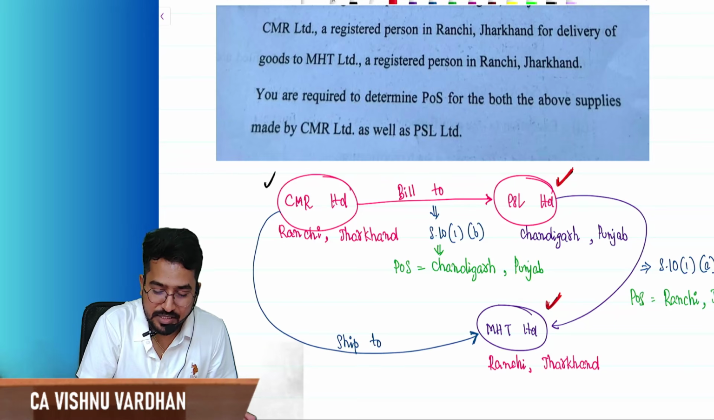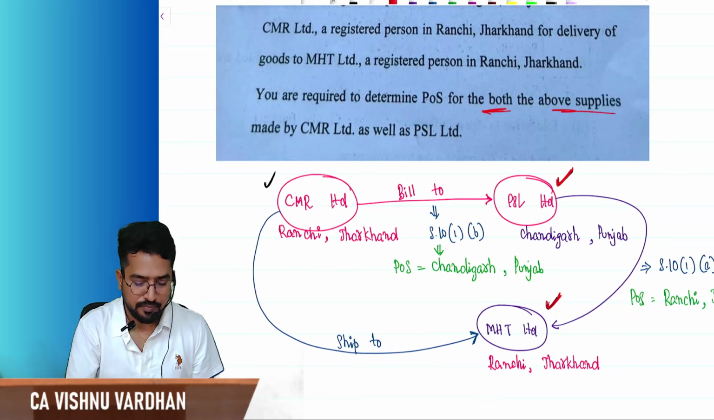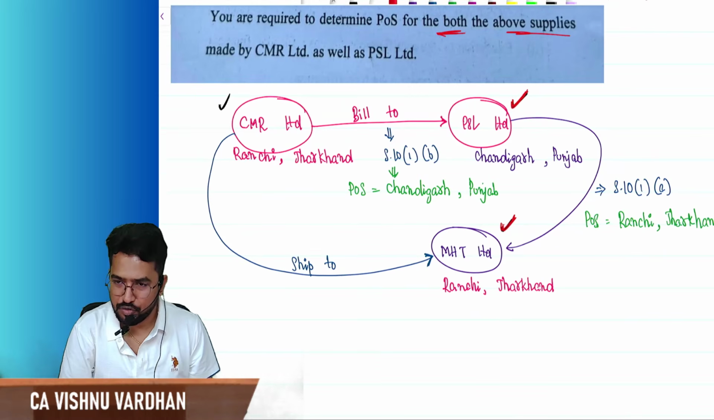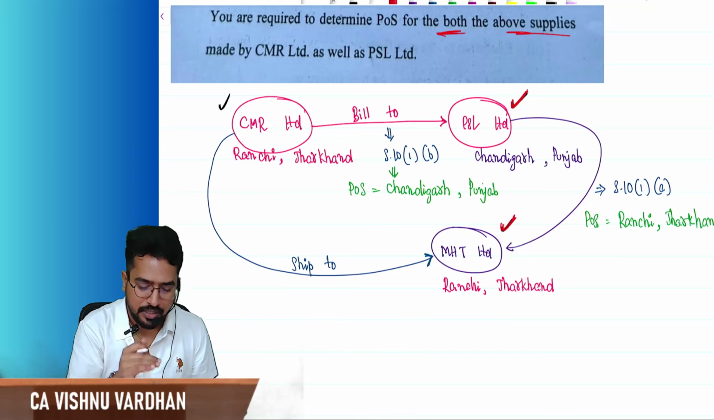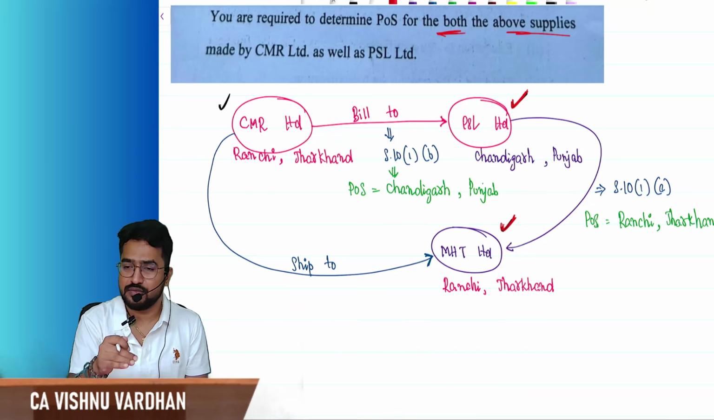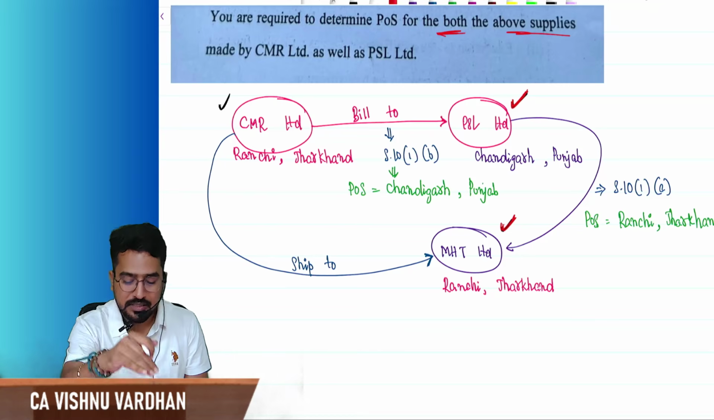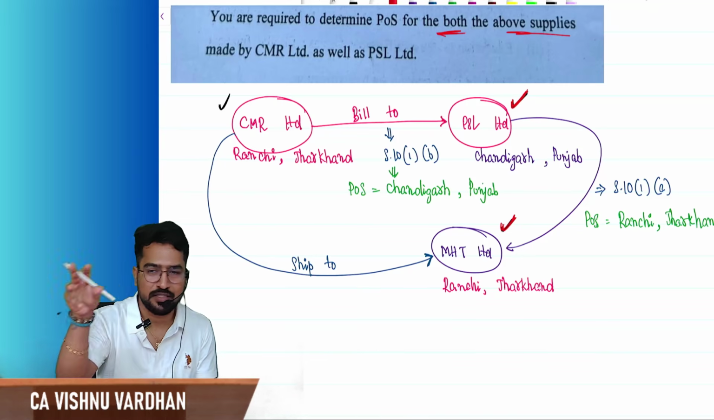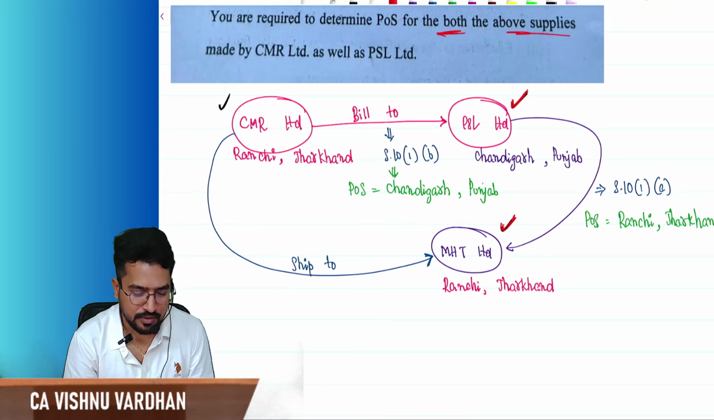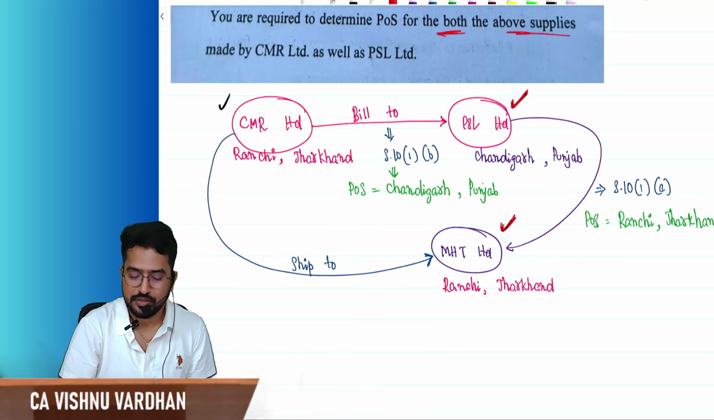Here in the question itself, there is a hint: both the above supplies. That means CMR Limited is selling to PSL and asking CMR to deliver it to MST. And in the question they have asked, what is the place of supply for both the supplies? That will give you an understanding. PSL is selling to MST. If the question were like Ramesh, Mahesh, Suresh, you'd answer correctly. This CMR, PSL, MST itself will confuse you at first. Okay, so that is why I asked you.